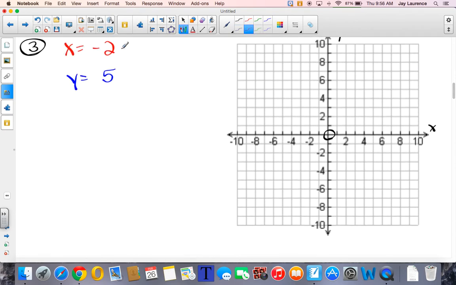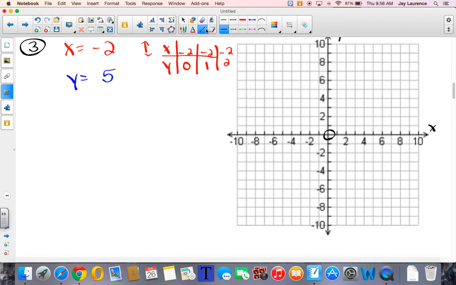All right, one more review. And we've got x equals negative 2. Well, if you haven't figured that out yet, when x equals a plain old number, it's a vertical line. Okay, you can go standard form if you want, or you can think about a table. What does x have to be? Negative 2. Y can be anything you want it to be. This is going to be a vertical line going through negative 2. So it's going to be like that. X equals negative 2.